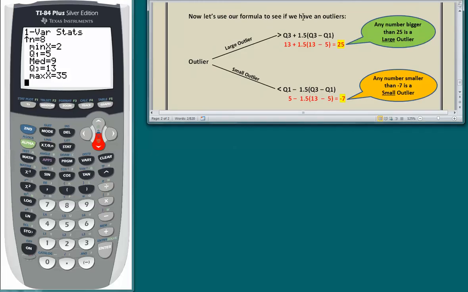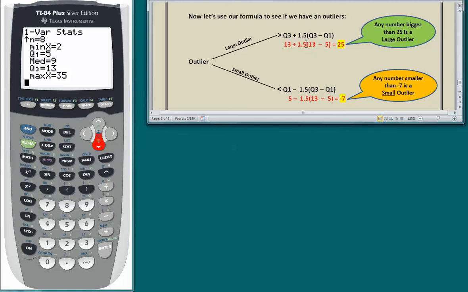So now we're going to use this formula to see if we have any outliers. And again, I just want to remind you, we are using this 5-number summary to do this analysis. We're using these same numbers. So here's our formula. An outlier is a number, if any, that's larger than this, or a number, if any, that's smaller than this. So what we're going to do now is plug in the values the calculator gave us. The calculator told us that Q3 equals 13. So I'm just going to put the number 13 right under my Q3.